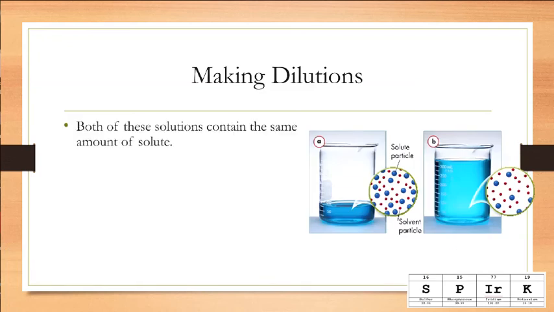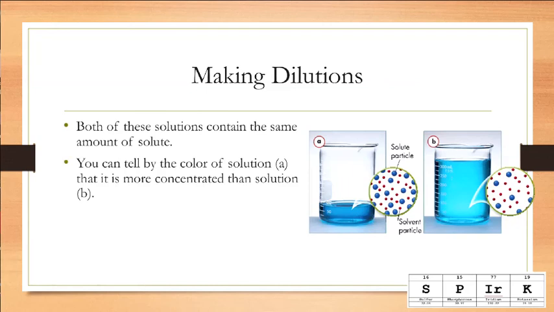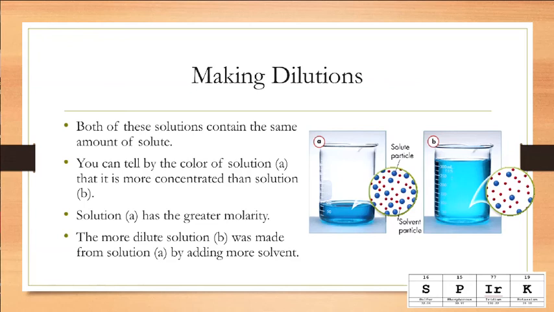Both of these solutions contain the same amount of solute. But you can tell by the color of solution A on the left that it is more concentrated than solution B on the right. Solution A has the greater molarity. The more dilute solution B was made from solution A by adding more solvent. Because remember, it's moles of solute per liter of solution. So if you increase the volume, which is the bottom of that fraction, the molarity is going to decrease. So they show you little particles being more spaced out in solution B. It's because they're more dilute.